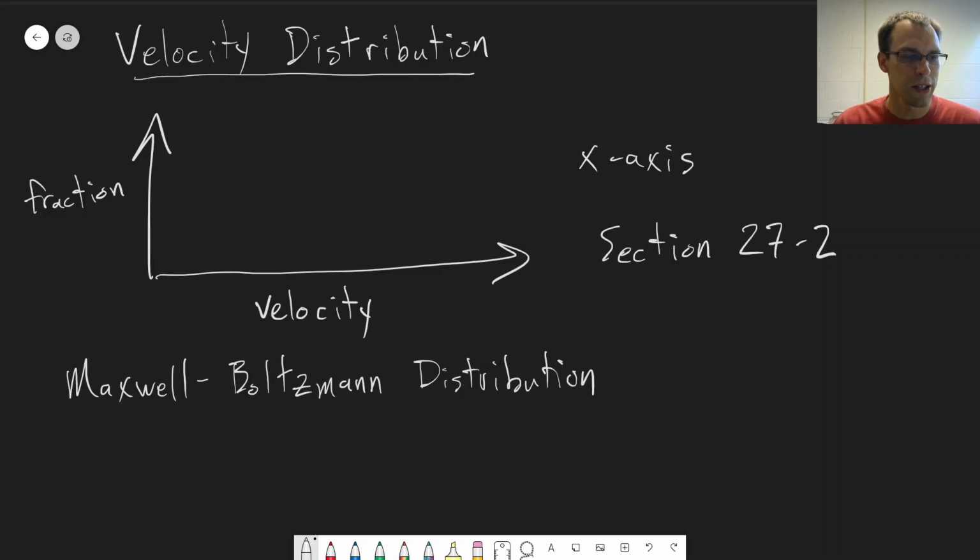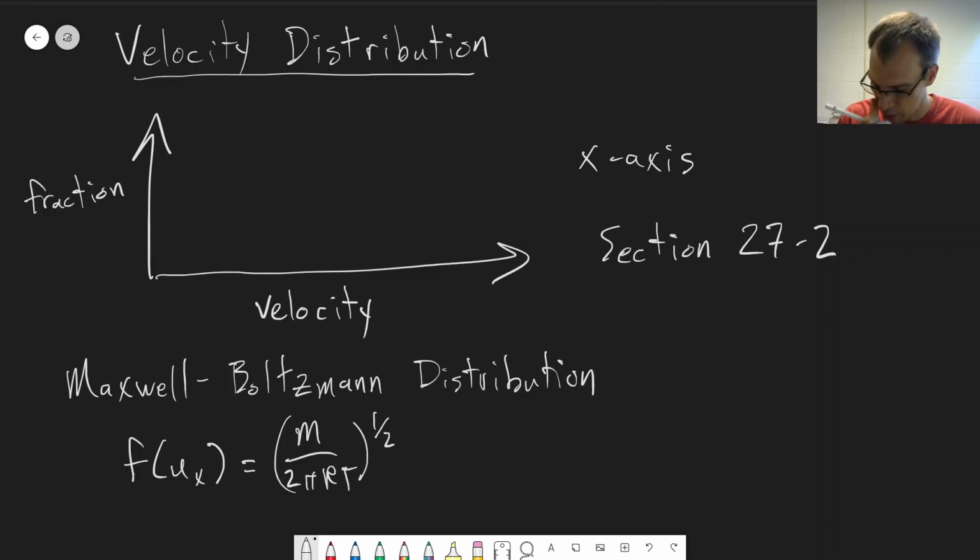And the velocity distribution for a particular direction, so we're going to, again, pick x, but this is the same for y and z, is f, a function of the velocity, and we have a normalization constant, M over 2 pi RT, raised to the 1/2 power, so square root. This is just a normalization constant, and then we have the exponential of negative capital M u_x squared divided by, oh, there's a 2 in there, divided by 2RT. Okay, so we have an exponential here and a normalization constant.